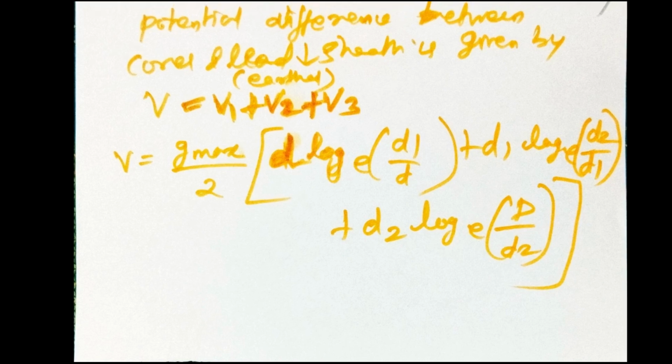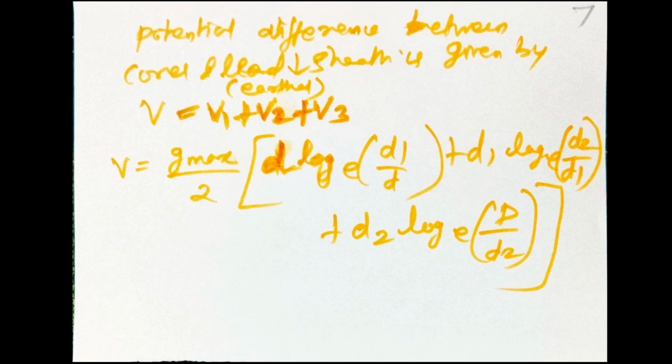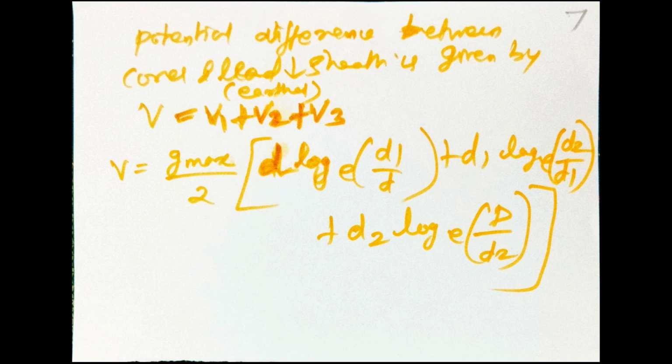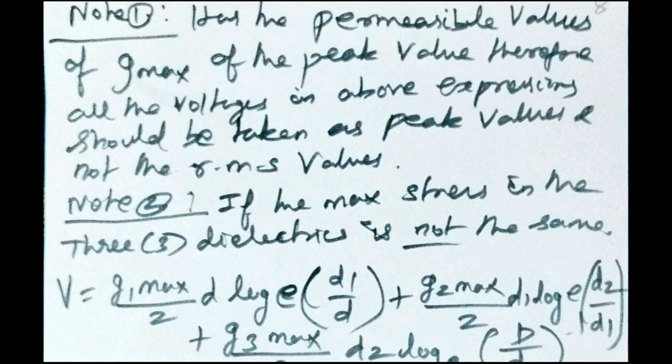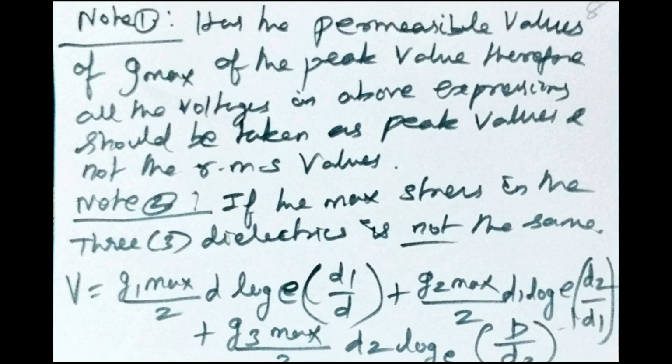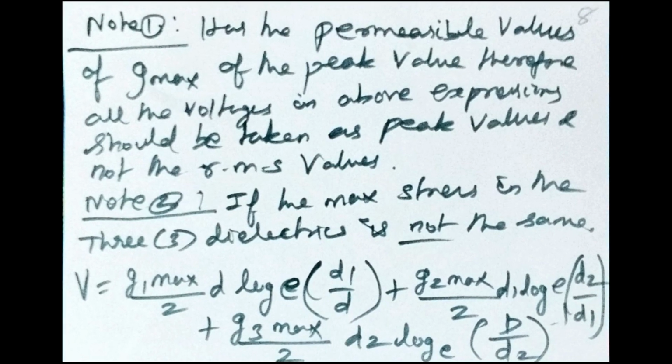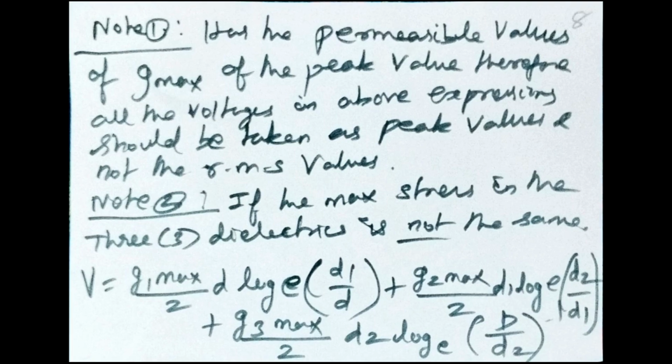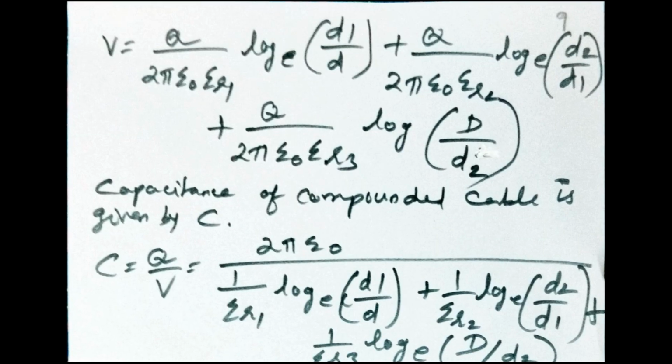As the permissible value of G maximum is the peak value, all the voltages in the above expression should be taken as peak values and not RMS values. Note 2: if the maximum stress in the 3 dielectrics is not the same, V is equal to G1 max d divided by 2 log e d1 divided by d, plus G2 max d1 divided by 2 log e d2 divided by d1, plus G3 max d2 divided by 2 log e capital D divided by d2. The V formula is shown in the notes.